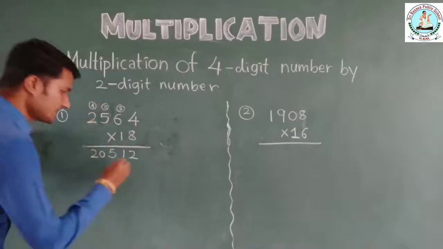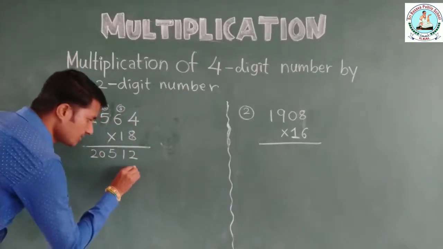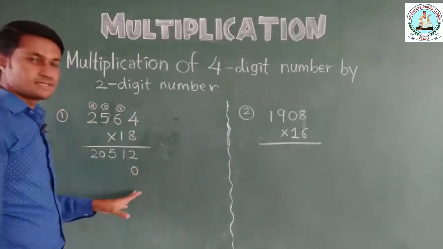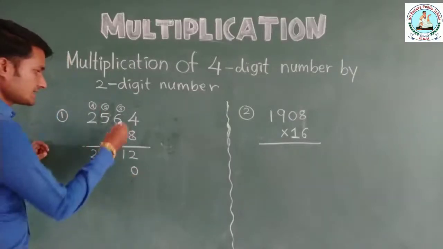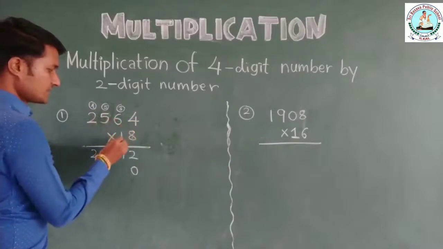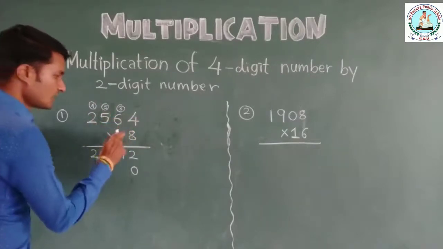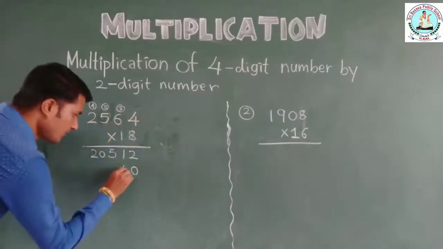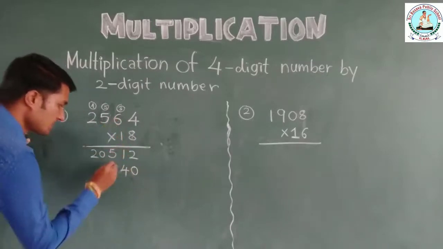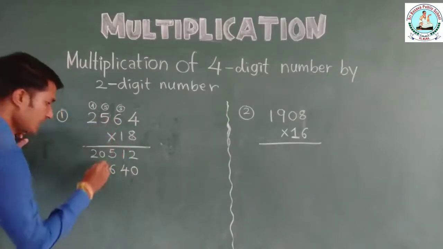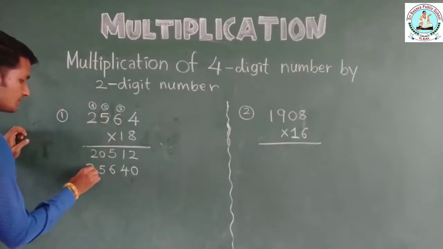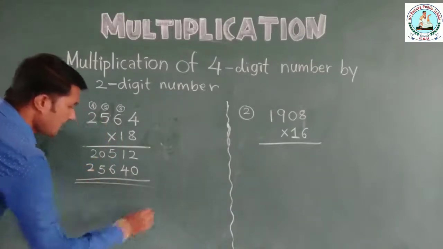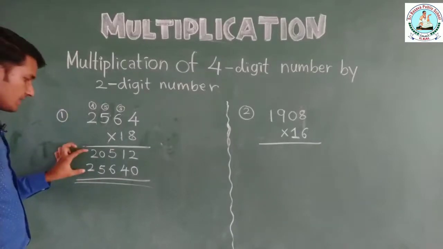Once it is done, you have to write a 0 here, which means you have to skip the first place. Or else you can use a plus sign here, or else you can use 0 here. Next, multiply these 4 digits with this digit. So 1 times 4 will be 4, then 1 times 6 will be 6, 1 times 5 will be 5, and 1 times 2 will be 2. So just add them after writing both the products.